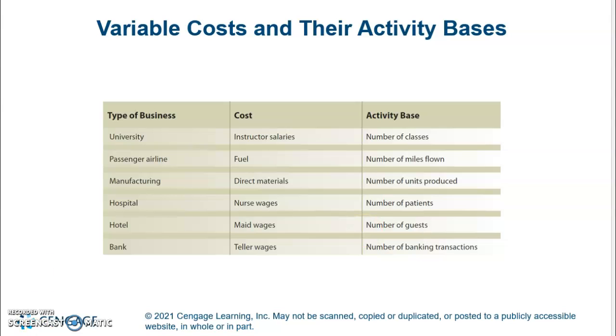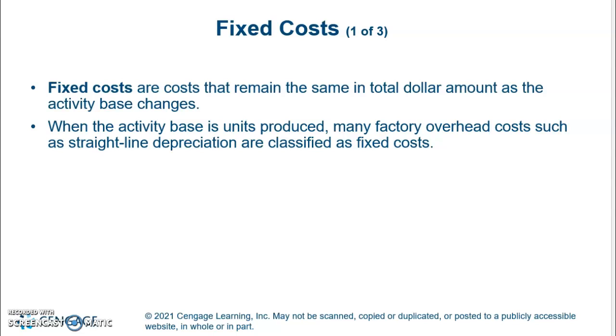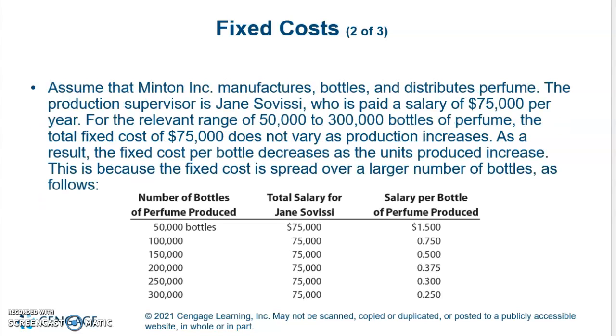Let's look at fixed costs. Fixed costs are different. They don't change in total over ranges of volume of activity. They remain the same in total dollar amount as the activity base changes. So when the activity base is units produced, many factory overhead costs, such as straight line depreciation, are classified as fixed costs.